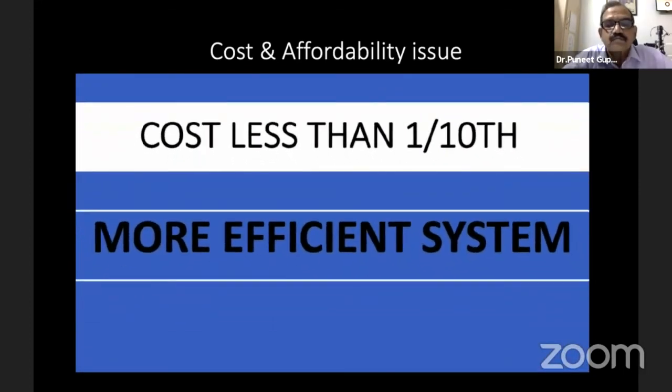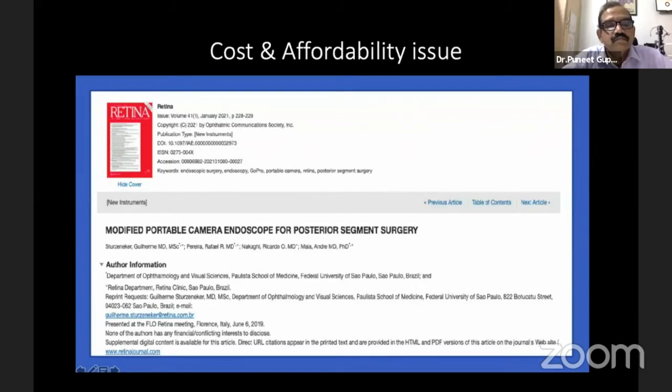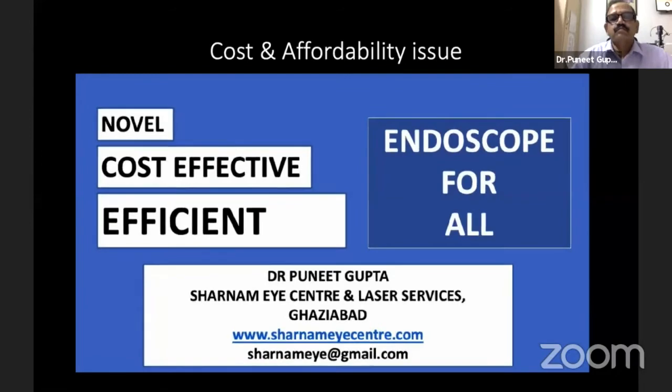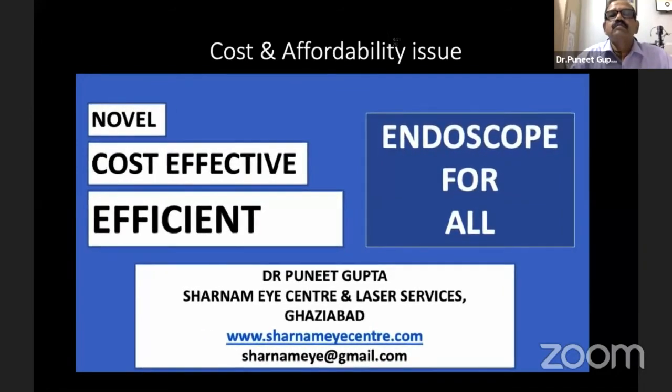This article in Retina was a source of inspiration for developing this useful device, that is, endoscope for all. Thank you.